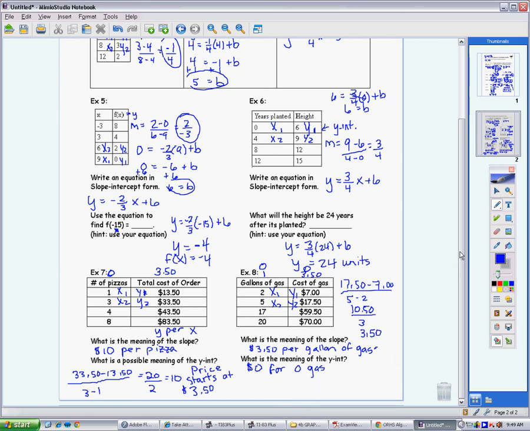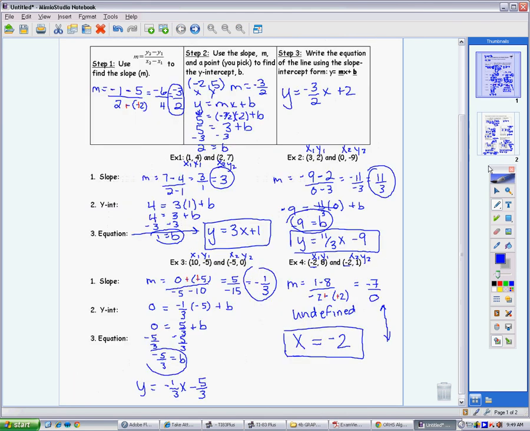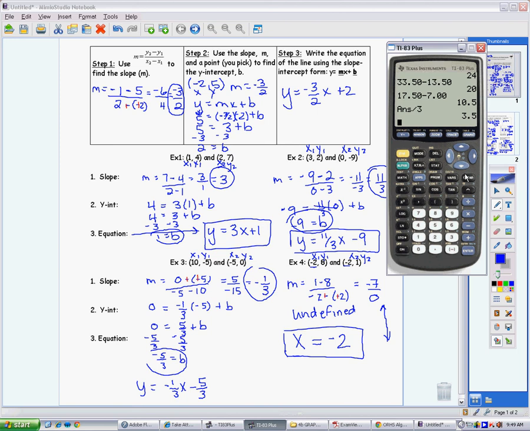I wanted to show you something else. I'm going to go back up here to my slope and my points, and I want to show you the calculator a little bit, because we've done this before in class. You can plot these points. This will actually calculate the slope for you. So I wanted to show you how that does that.